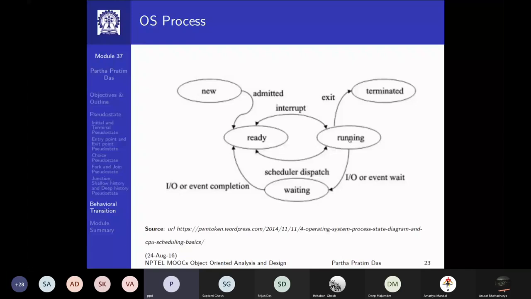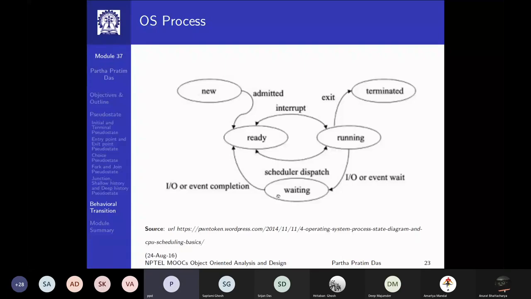In that case, from running, it cannot go back to ready because it cannot be scheduled immediately till this IO operation is done. So it is put onto a different behavior state, which is waiting. Right? And the scheduler knows that the executing process has gone out of the running state, and will put some other process from the ready back to the running. Now, at some point of time, the input or output that was expected to happen gets over.